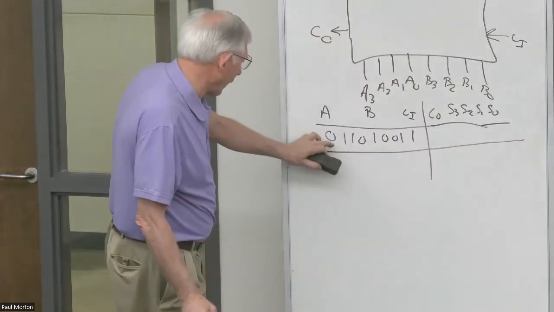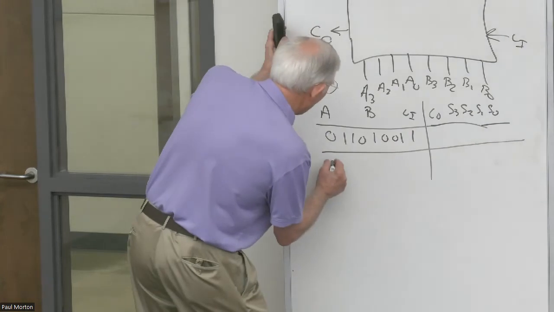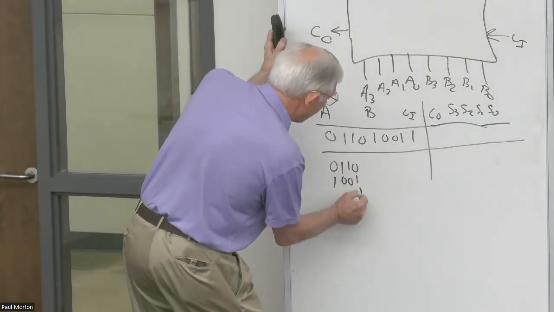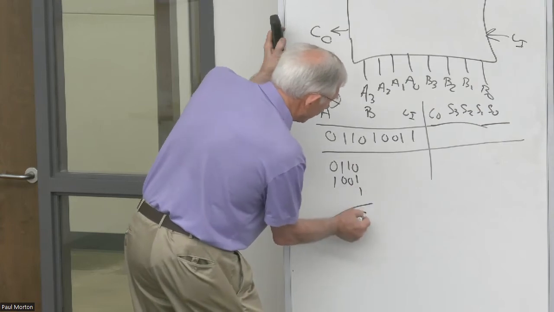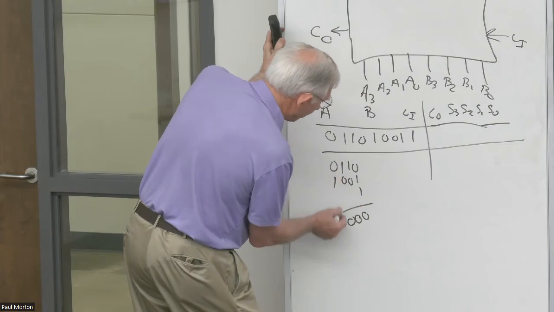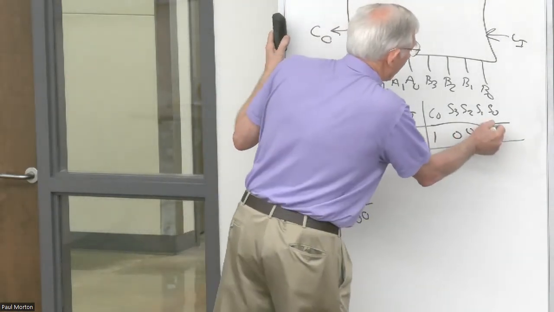Well, all we have to do is add this A to this B plus the carry in as the low order. So we'll write 0, 1, 1, 0 plus 1, 0, 0, 1 plus 1. So 1 plus 1 is 0 carry the 1, 0 carry the 1, 0 carry the 1, and 1 plus 1 is 0 carry the 1. So it's going to be 1, 0, 0, 0, 0.